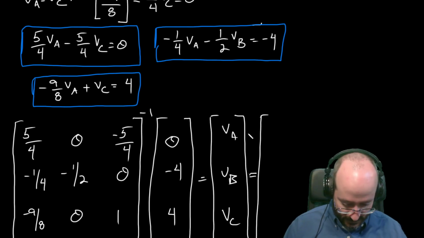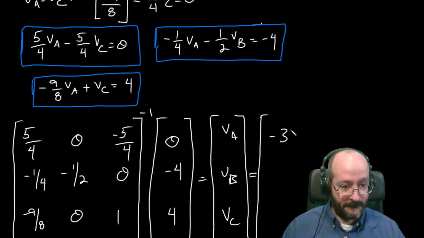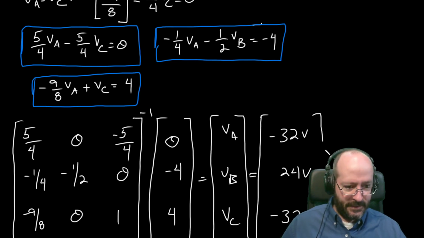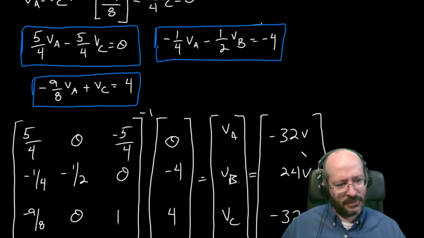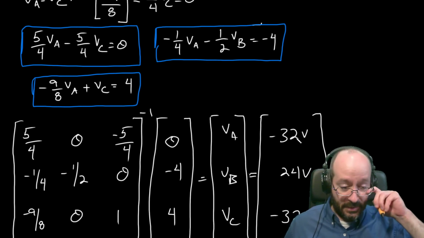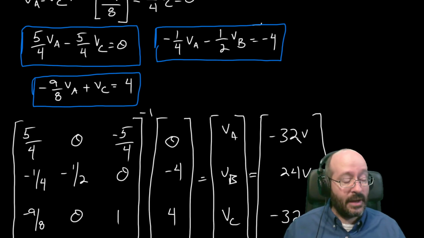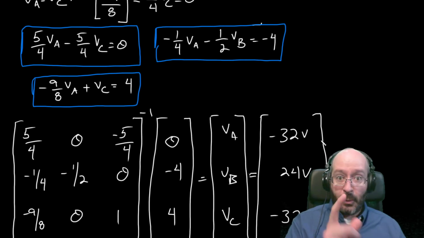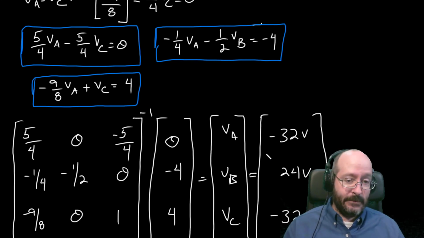Alright, so that gives us negative 32 volts, 24 volts, and negative 32 volts. Okay, interesting. Those are the same. So that tells me that there's no current flowing through that 1 ohm resistor on the top because it has the same potential on both sides. Okay, but we're not done yet, right?